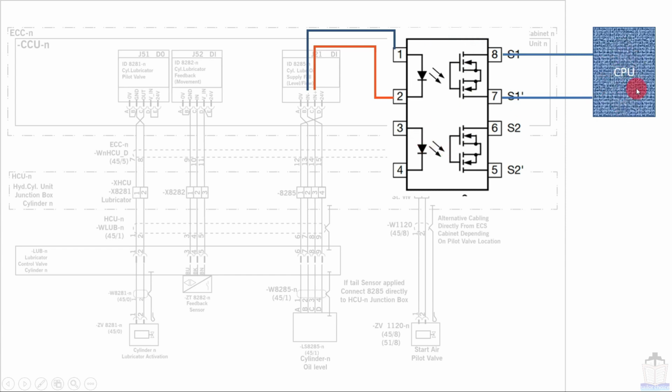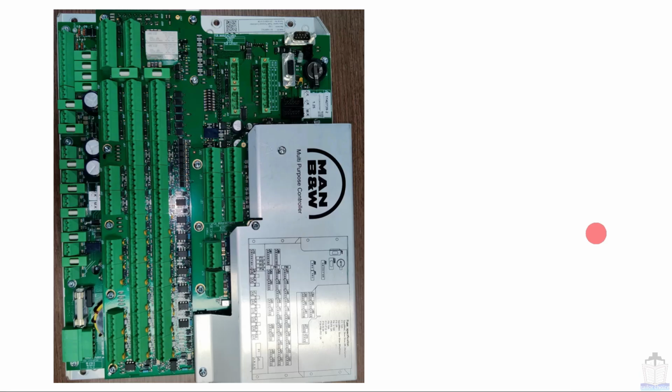So that is the idea behind using galvanic isolation. So I hope galvanic isolation is clear. This is all about the galvanic isolation. So now I am taking you to the MPC board to see physically what the optocoupler looks like. So here these are called barriers or optocouplers.